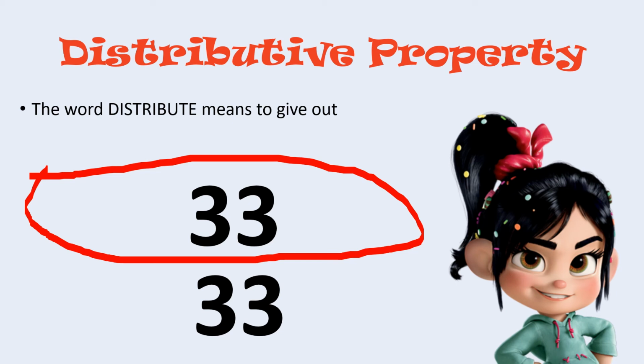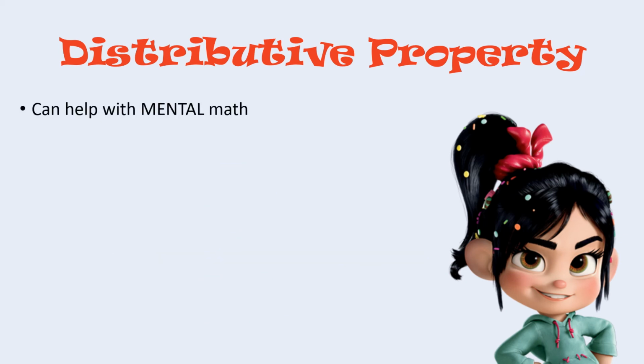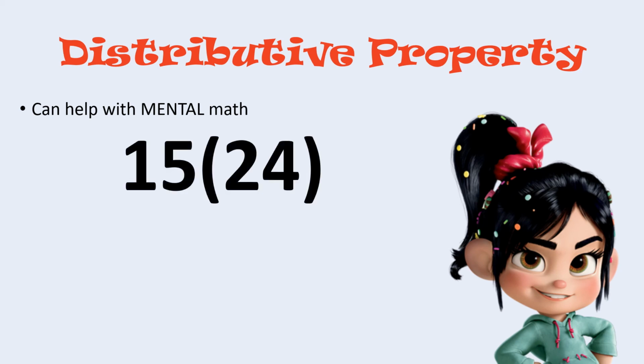So you might be asking, why do I need to do this? It may have been easier to do it the way on the top, but it's a very important property for you to understand. And one of the reasons that it can help you is with mental math. If I gave you this problem here, 15 times 24, and told you you could not use a calculator, one way to do this, if I did not have pen and paper, using mental math, would be to kind of use the distributive property backwards.